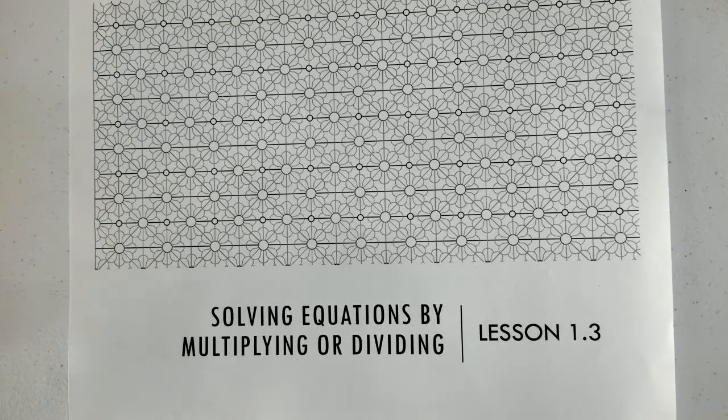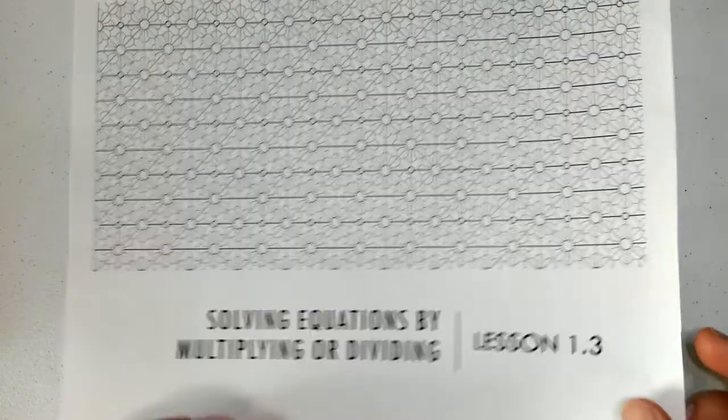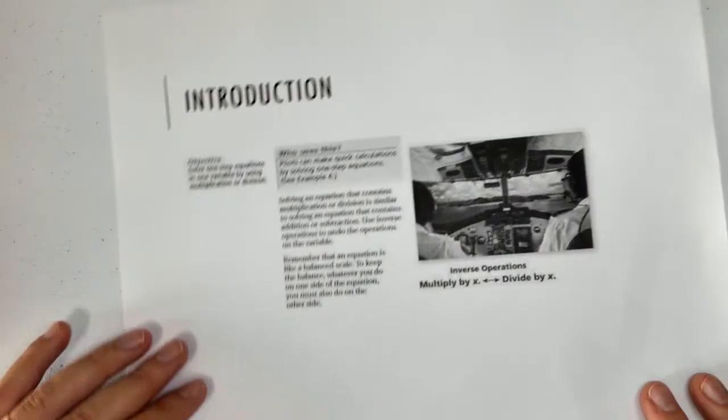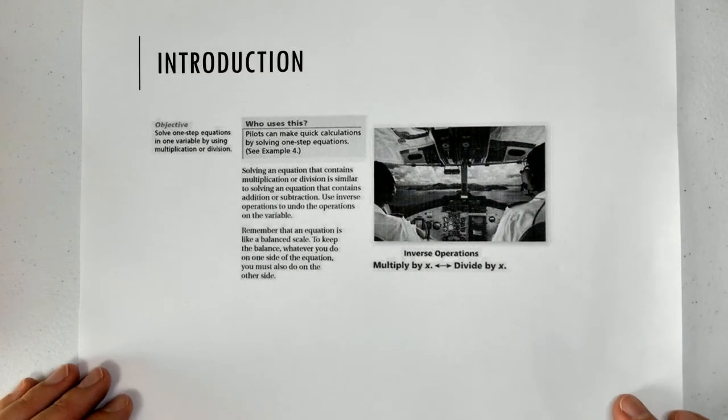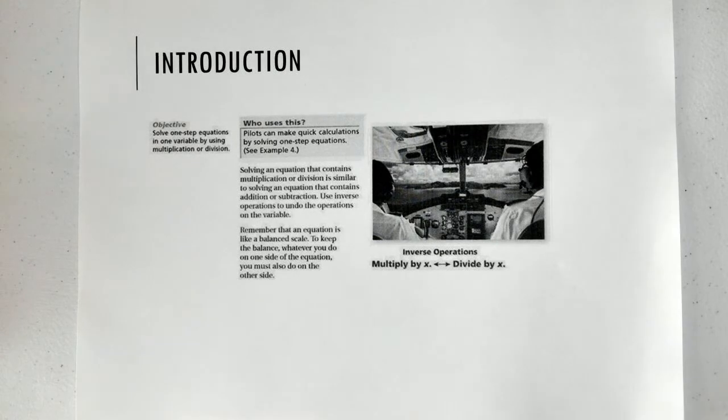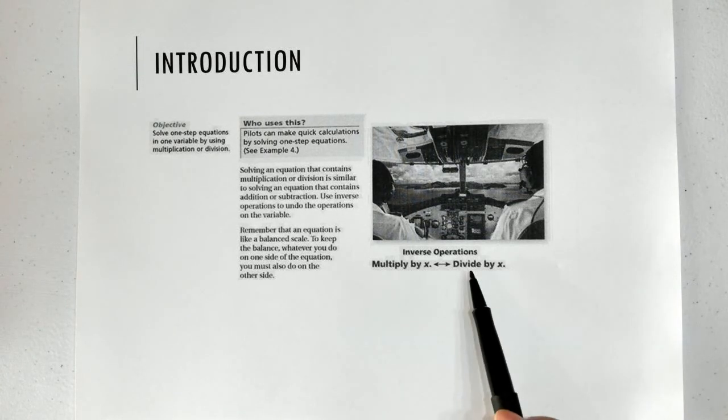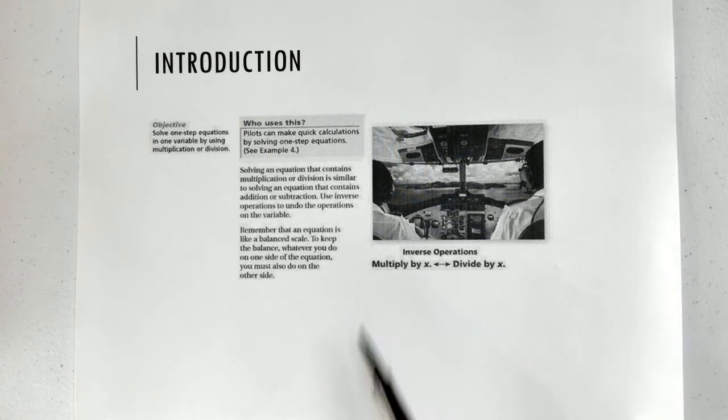Today we're going to be doing lesson 1.3, which is on solving equations by multiplying or dividing. Just like in the last lesson, we're going to have to isolate our variable, or get our variable by itself, to solve it. In order to solve an equation with multiplication and division, we're going to do inverse operations. The opposite of multiplying is dividing, and the opposite of dividing is multiplying.